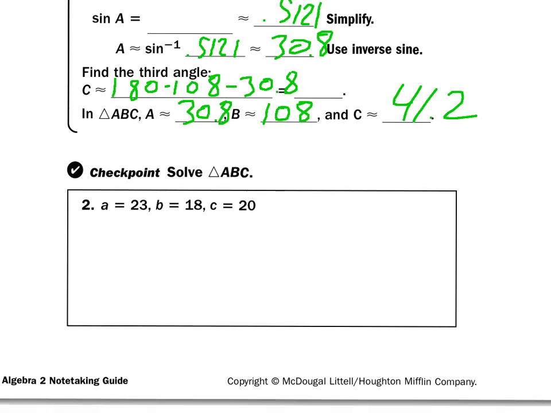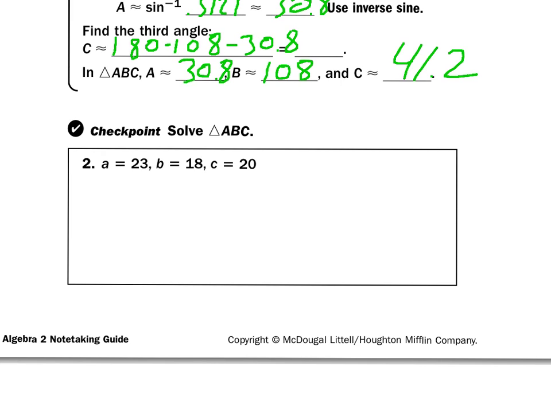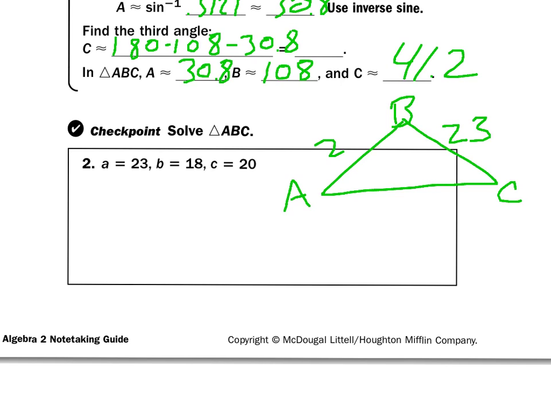Okay, so now you go ahead and take a look at this one. If I were you, I would draw a triangle. I'd label it A, B, C. Put a 23 over here. Put a 20 over here. Put 18 over here. And you can choose any one you want to start, but you have to use the law of cosines.